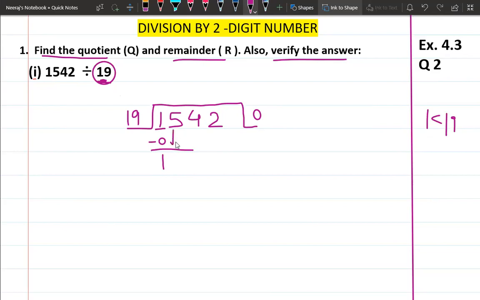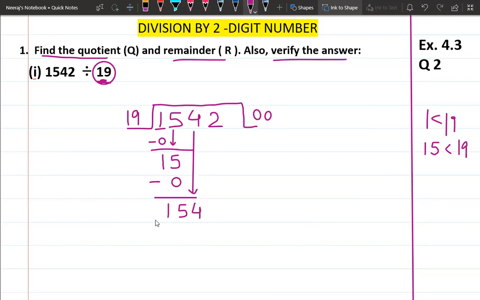So you have to bring down the next digit, that is 15. Now again we are going to divide 15 by 19. Again 15 is less than 19. We cannot divide 15 by 19. What we have to do? Again we will go with 0. 19 zeros are 0. So again you have to subtract. 15 minus 0 will be 15 only. Then you have to bring down the next digit. Now we are making it 154.